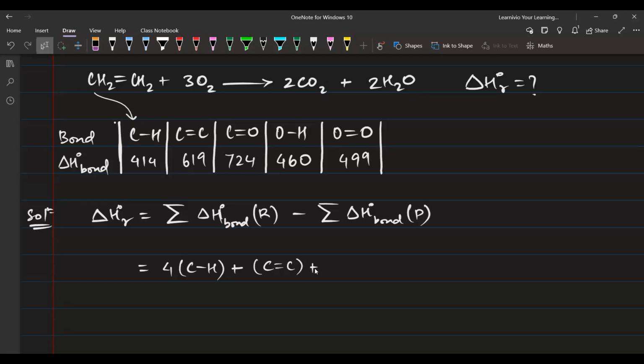We have 3 O double bonds O. The sum of these minus, what are the bonds in the product? Can you tell me, guys?